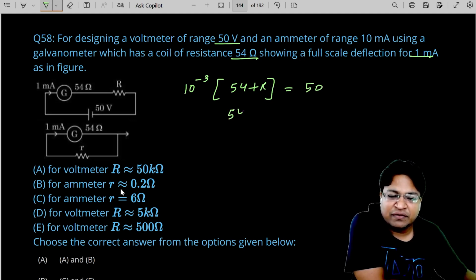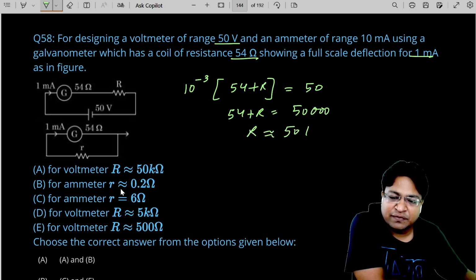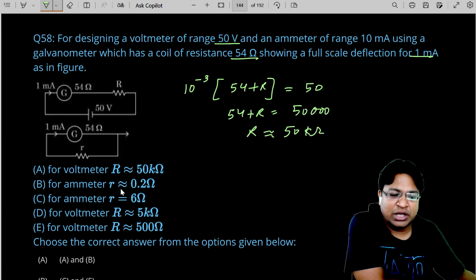So from here we get 54 plus R is almost like 50 into 10 raised to the minus 3, which will go on the other side, and it will become 50,000. So R is approximately equal to 50 kilo ohms. All right, so option A is correct. Like statement A is correct. We have to choose a combination.